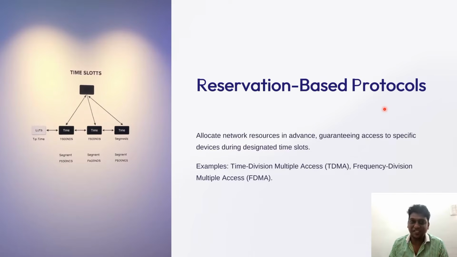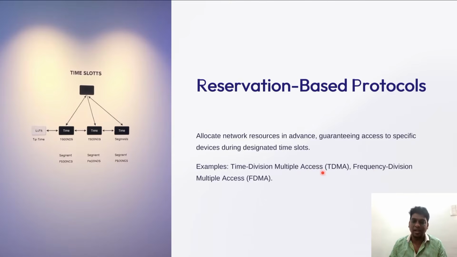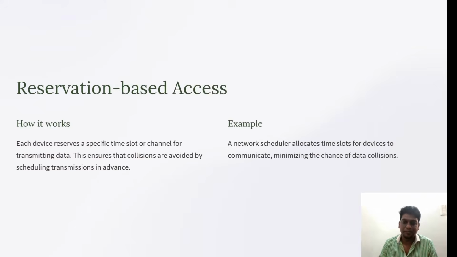The first type is the reservation based protocol. Normally, the network resources are allocated in advance, which guarantees access to specific devices during certain time slots. Examples of this method are time division multiple access and frequency division multiple access. Based on the time slots, access is given to the users. Here, based on the frequencies, access is given.